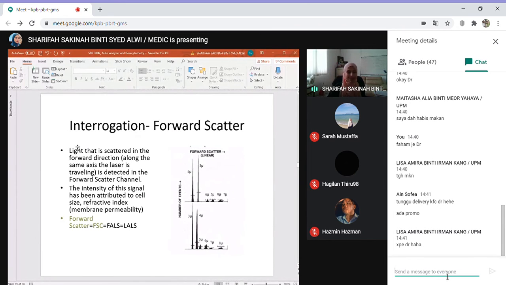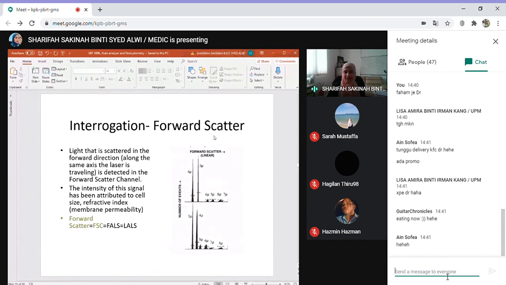Okay, so interrogation, forward scatter. Light that is scattered in the forward direction, along the same axis the laser is traveling, is detected in the forward scatter channel. If you still remember, in the scatter plot I showed you earlier, the forward scatter is at the x-axis and the side scatter is at the y-axis.